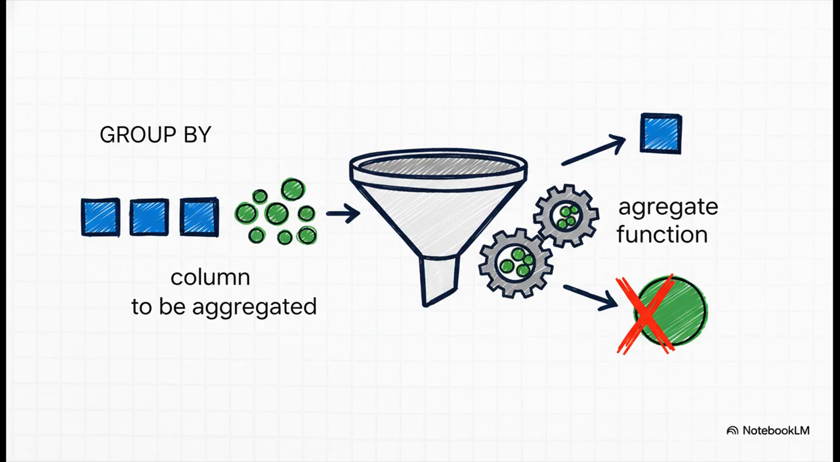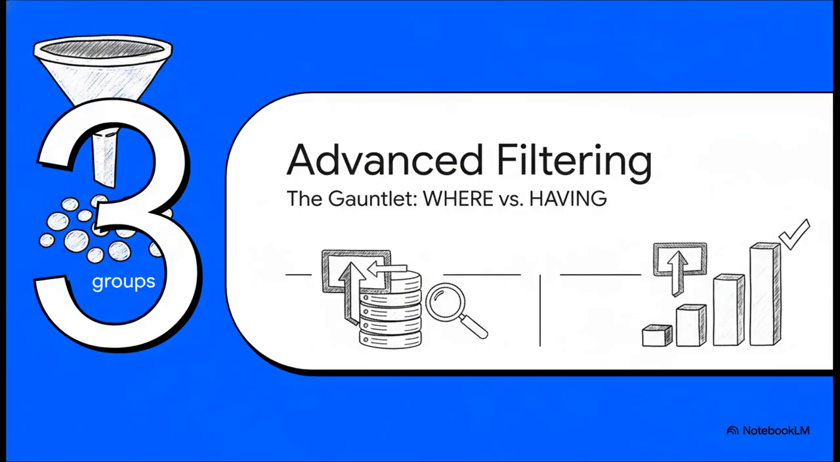The database just needs to know exactly what to do with that column for the whole group. Okay. So we can make groups, and we can summarize them. But what if we want to filter those groups? This brings us to a classic point of confusion, the big showdown between WHERE and HAVING.